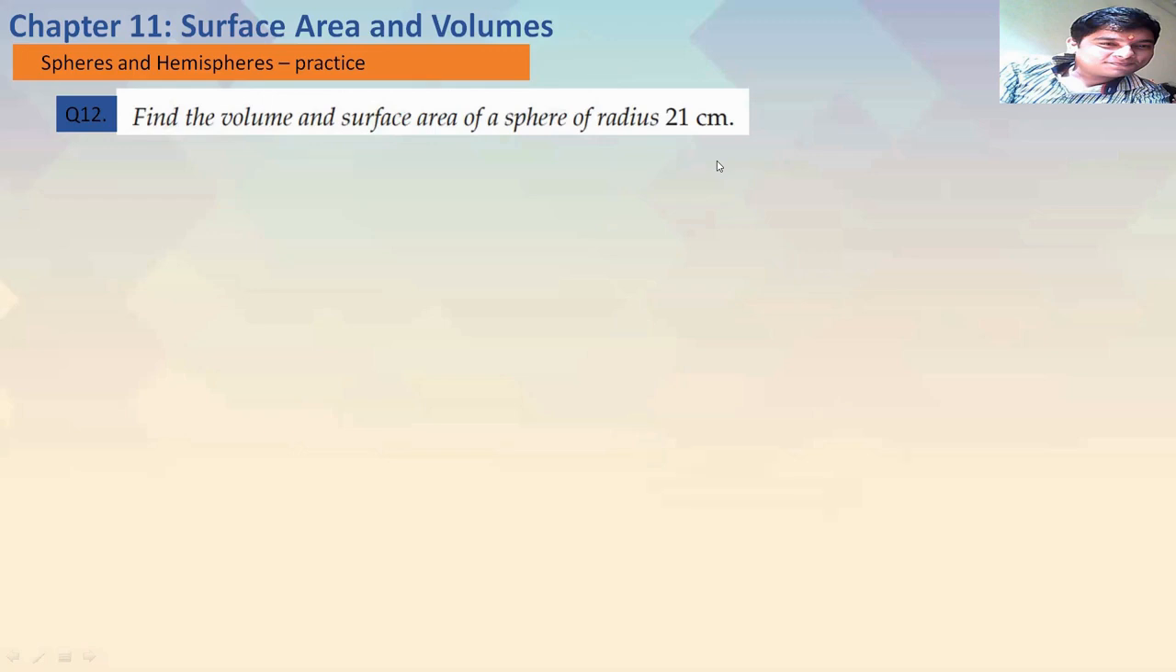Find the volume and surface area of a sphere of radius 21 centimeter. Okay, so what is it that we are going to do over here? You help me, it's okay. You would need to do the calculation. So I'm not going to do that. Written on paper? Yes, Anish? You want to try first? Okay, go on, try.